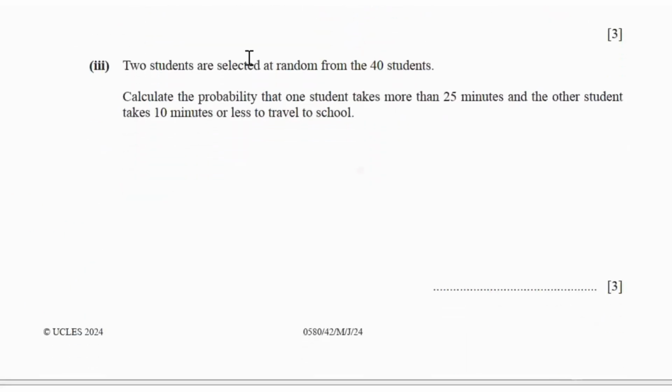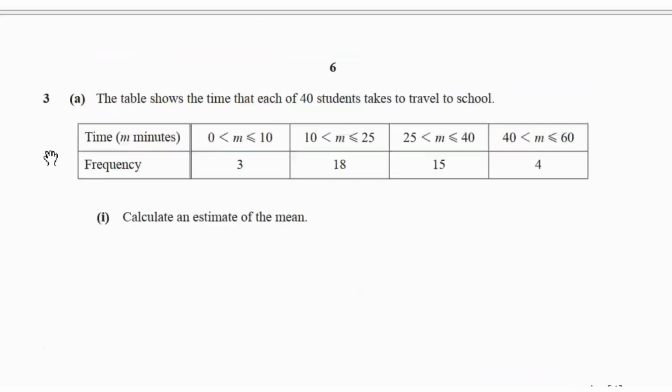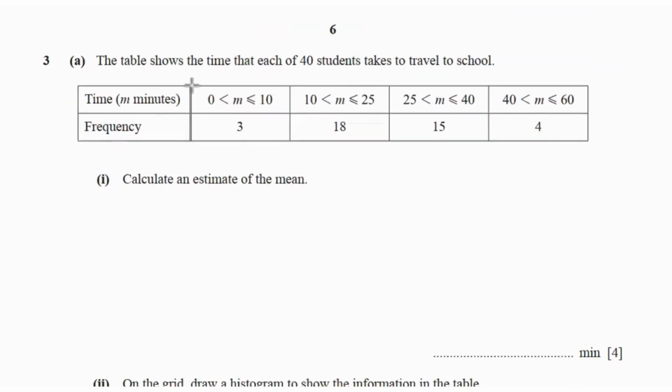Then it says 2 students are selected at random from the 40 students. Calculate the probability that one student takes more than 25 minutes and the other student takes 10 minutes or less to travel to school. 10 minutes or less is this category. More than 25 minutes is this.